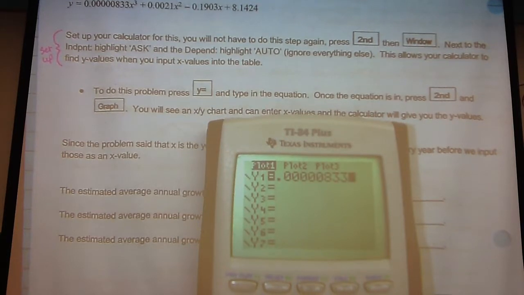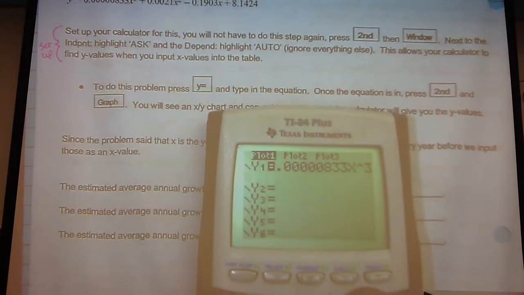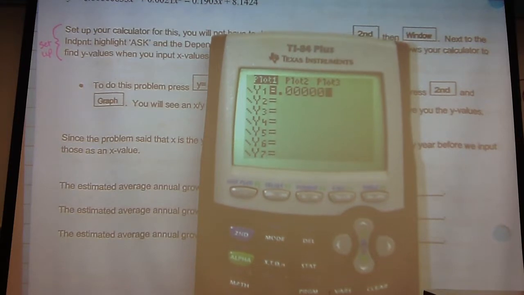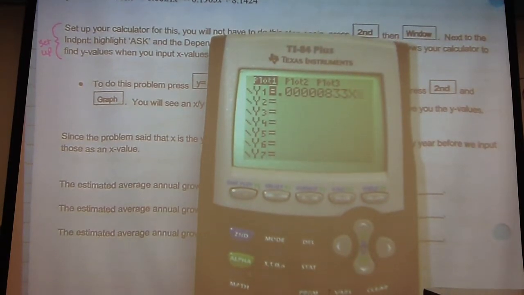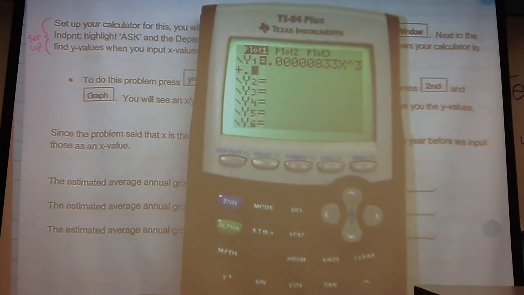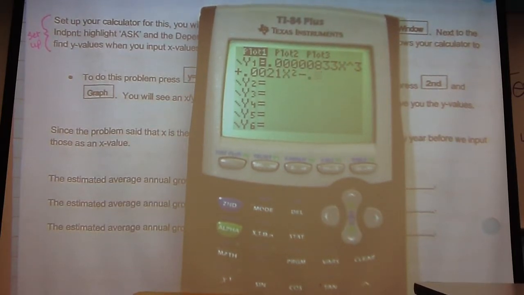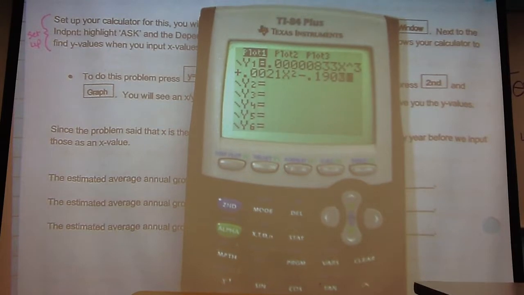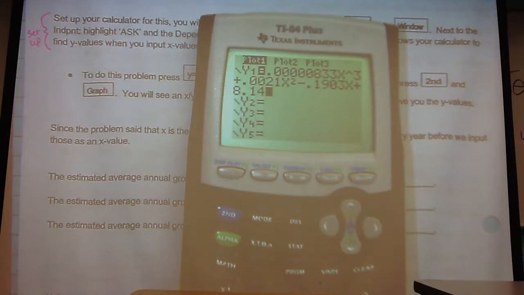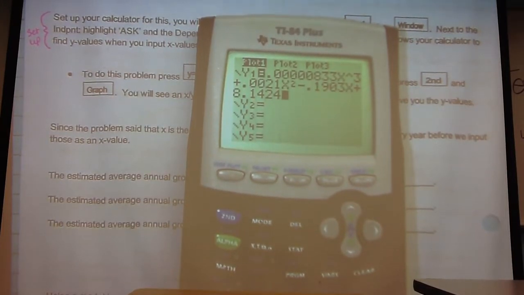Remember the x key is right next to the green alpha key. The to the button is above the division sign, x to the third, plus 0.0021 x squared, minus 0.1903 x, plus 8.1424. Give me a thumbs up when you have that in your y equals.